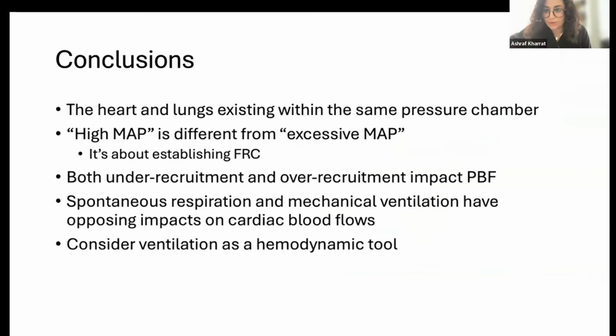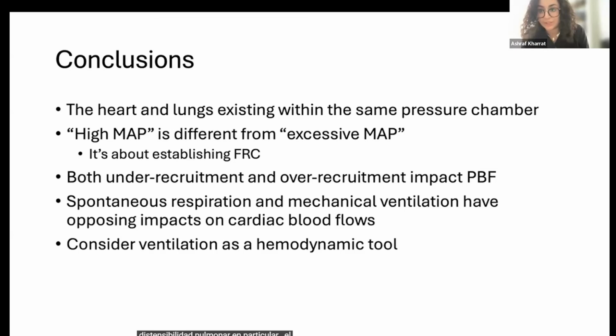In conclusion, heart and lungs exist within the same pressure chamber, so they're exposed to the same pressure, which means that if you do a heart thing, it'll affect the lungs and vice versa. A high MAP is different from excessive MAP. High MAP is a number and might be needed for a particular compliance of lungs. That's different from hyperinflation and excessive MAP, which means it's overdone for that particular lung compliance.